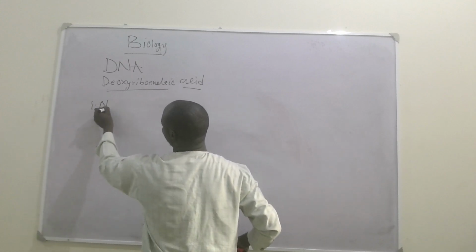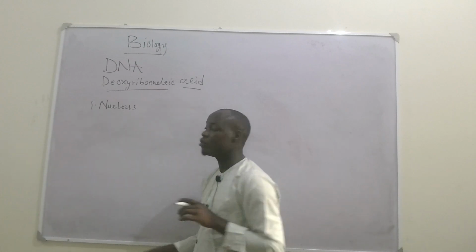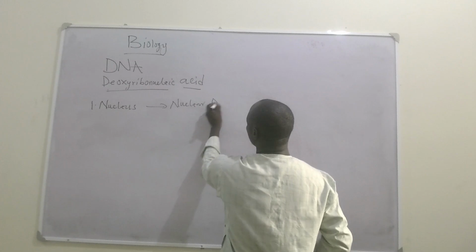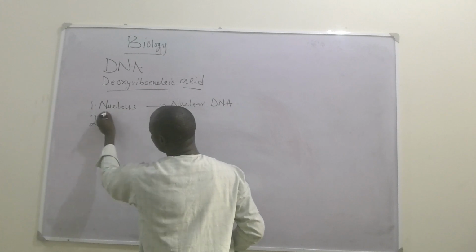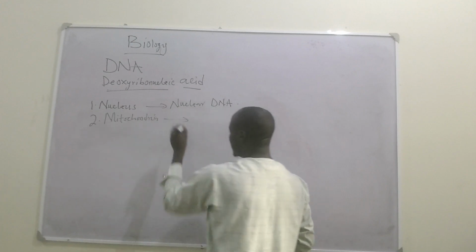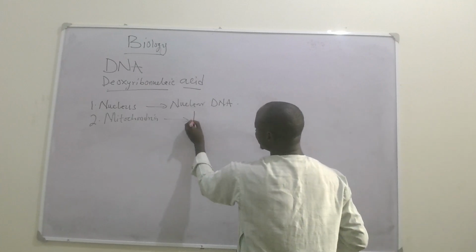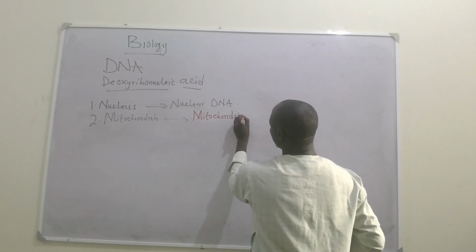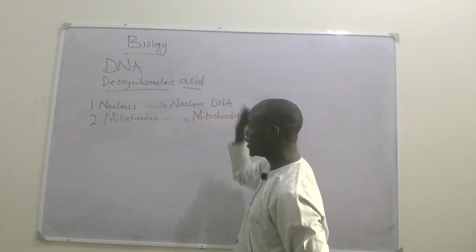in the nucleus in the cell. The DNA found in the nucleus is called nuclear DNA. It is also found in the mitochondria, and the DNA that is found in the mitochondria is called mitochondrial DNA. So DNA stands for deoxyribonucleic acid.